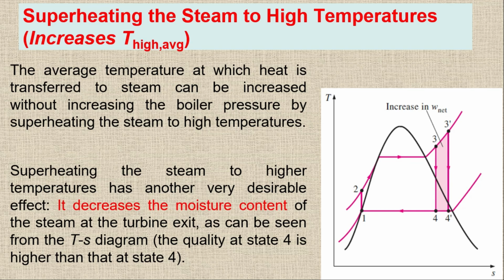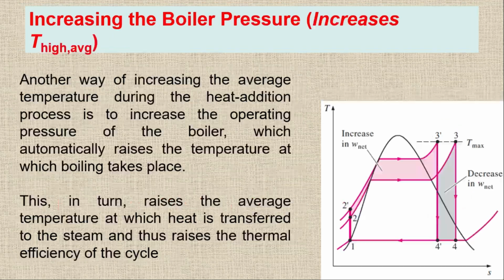Now there is one more way to increase the efficiency, and this time we are going to increase the efficiency by increasing the boiler pressure. So you can see we have two different lines. One is 1, 2, 3, and 4, which is this one. But now we are going to increase the boiler pressure. So if you increase the boiler pressure, you will get this line, because of the higher pressure, and we have the maximum T max.